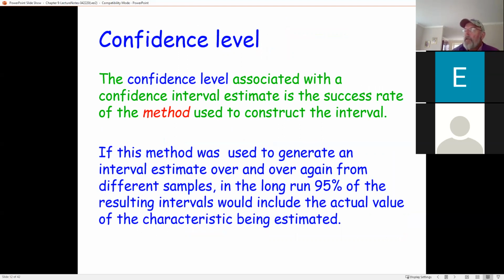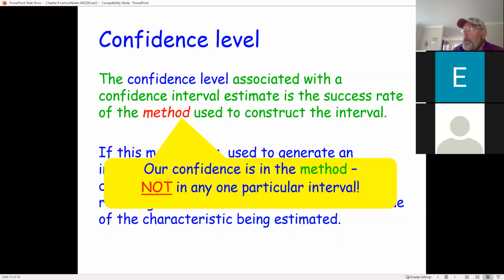Okay, so if this method generates an interval estimate over and over again, in the long run, 95% of the resulting intervals will get us to where we want to be. That is understanding the population characteristics that we don't know. So our confidence is in the method of capturing the population mean, not necessarily in a particular interval.